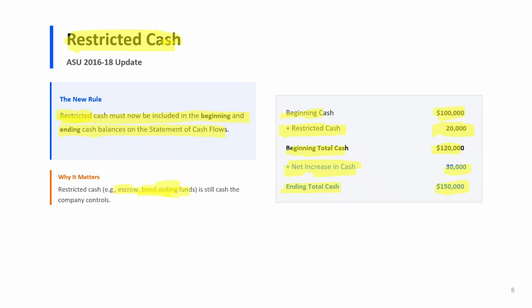You may ask, why are we making this change? The logic is, even though it's restricted, it is still the company's cash under its control. If you want a comprehensive view of the company's operations, you want to know that information. Think about your friends: maybe both have $10,000 in cash, but you have $1 million in an escrow account because you're buying a house. In financials, you are not the same. If people were investing, they would want to know those things.